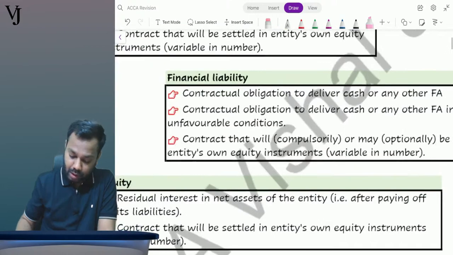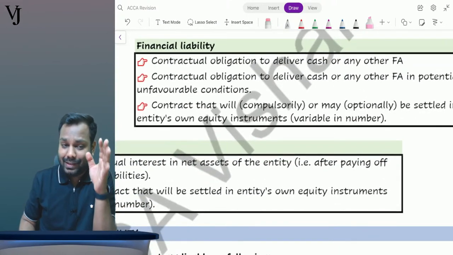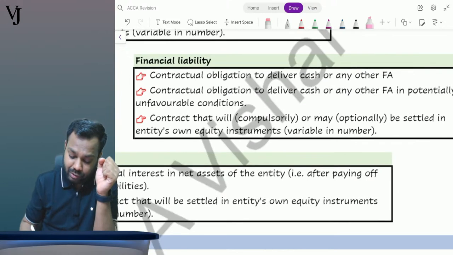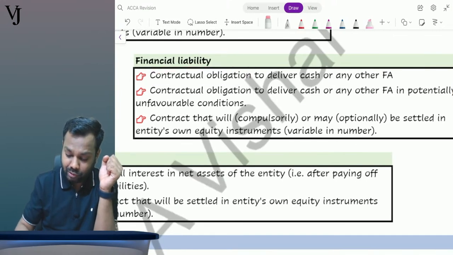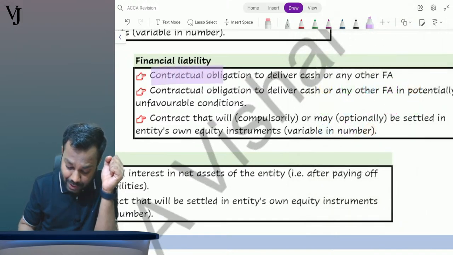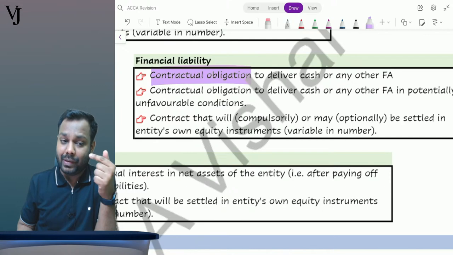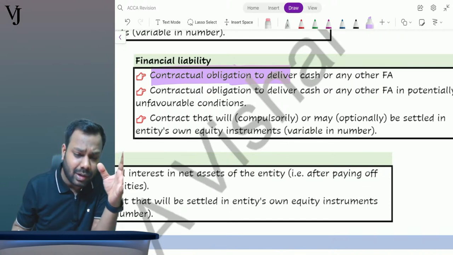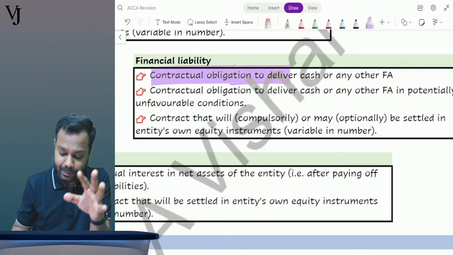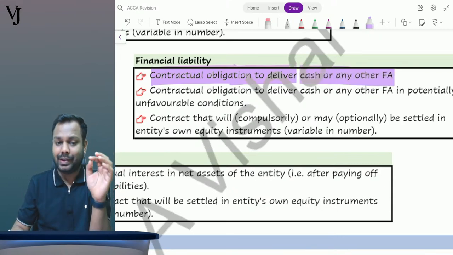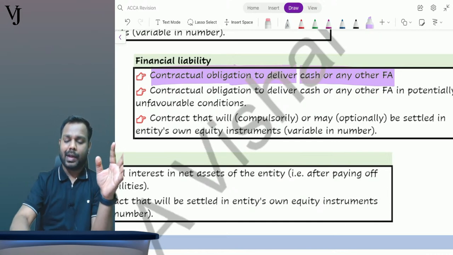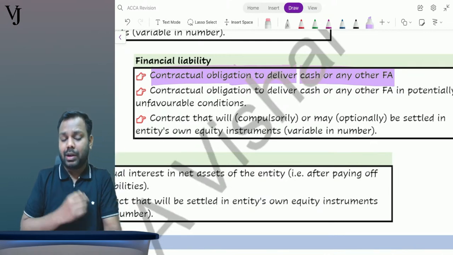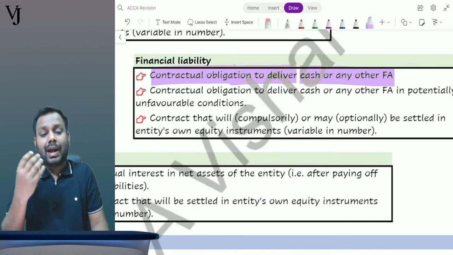Now, coming to financial liability. If financial asset is a contractual right, financial liability is just the reverse of it. It is a contractual obligation. Financial asset was a right, here it is an obligation. Here I have an obligation to deliver cash or any other financial assets. So, so far we understood that financial asset is a contractual right to receive cash or any other financial asset. Financial liability is a contractual obligation to deliver cash or any other financial asset.